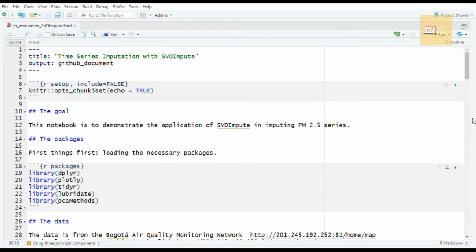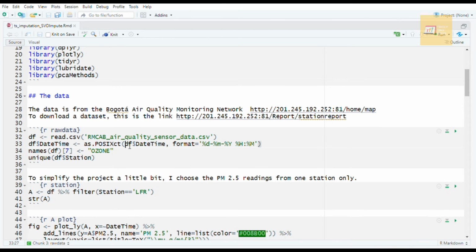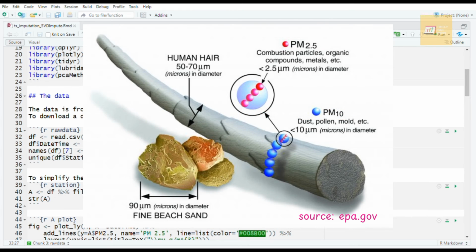Okay, now here we are in our RStudio. First things first, loading the necessary packages. Here is the pcaMethods package, which has the algorithm implementation. Next, let's talk about PM 2.5 for a second. PM 2.5 is particulate matter. Loosely speaking, that is a really fine dust whose diameter is 2.5 micrometers maximum. This indicator is commonly used to understand the level of air pollution. A higher value means there is more dust in that area, so higher pollution.